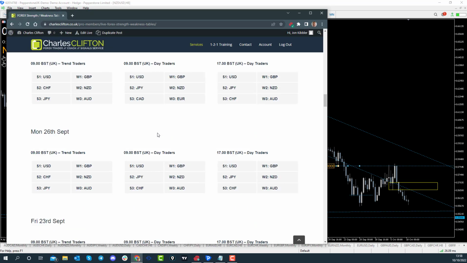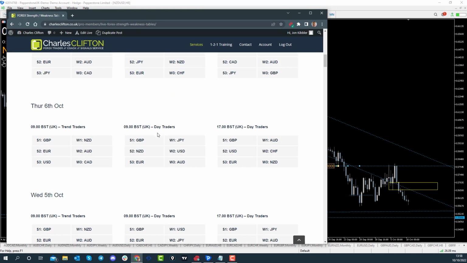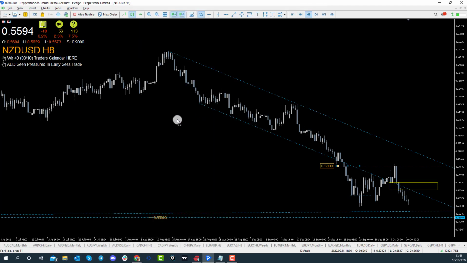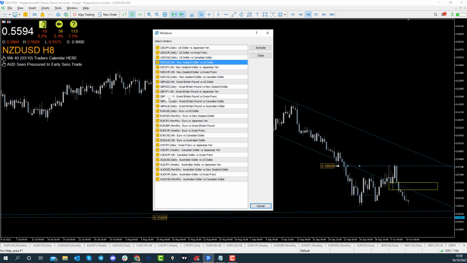Going back to the live forex strength and weakness tables, then what else have the tables shown us? Well, it shows us that the Australian dollar is weak, topping the chart on the day traders and coming in second on the trend traders. So we'll take a look at Aussie versus the US dollar first before we move on to Aussie yen.